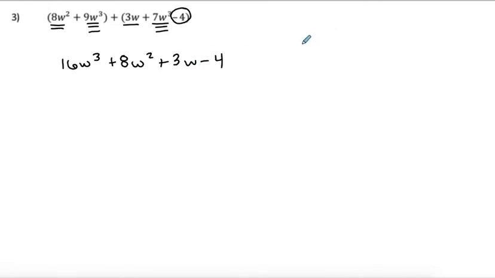To classify this one, now I have the highest power is a 3. So that means the highest is a cubic. And there are 1, 2, 3, 4 terms, making this a polynomial. So this would be classified as a cubic polynomial.